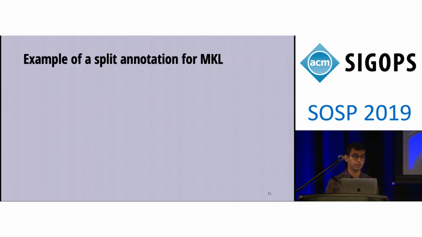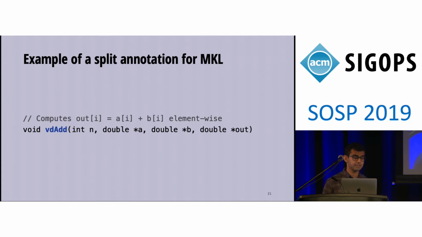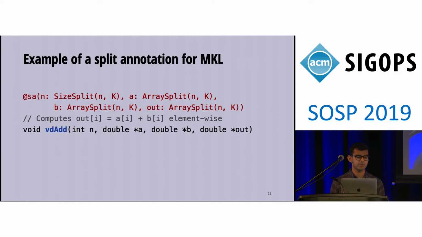So I want to show you an example of what a split annotation actually looks like, just to get an idea of the effort required to use them compared to, say, a JIT compiler. To do this, we're going to look at this library called MKL, which is a linear algebra package that's highly optimized and developed by Intel. Here's a very simple function from MKL. It just adds two vectors element-wise. And this is what the split annotation for this function looks like.